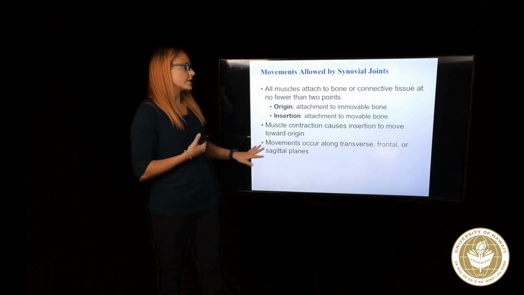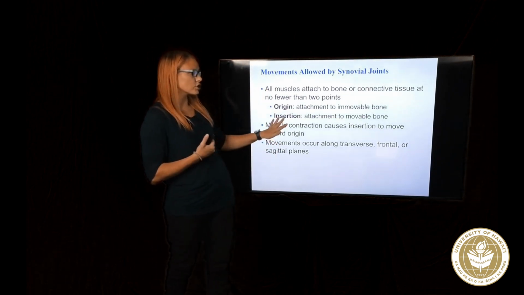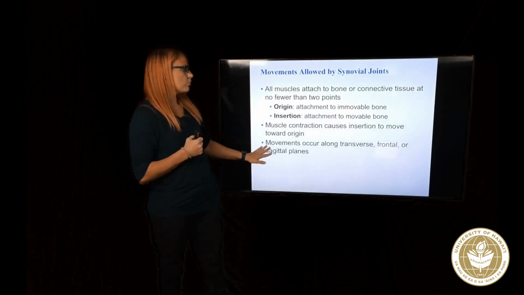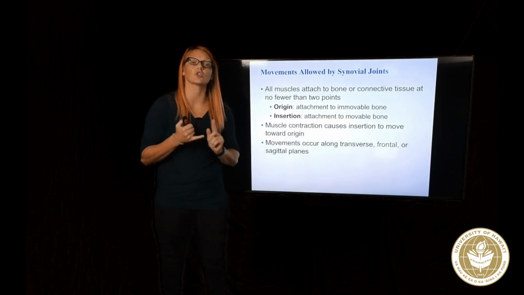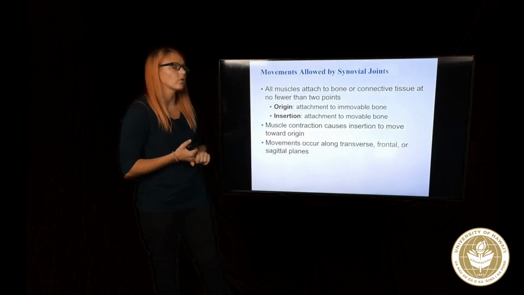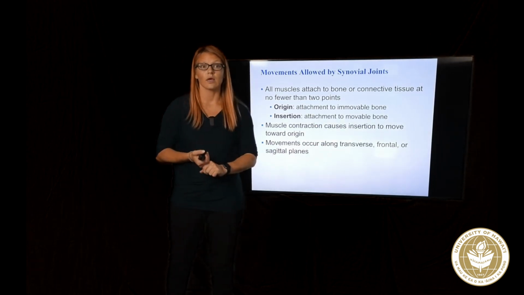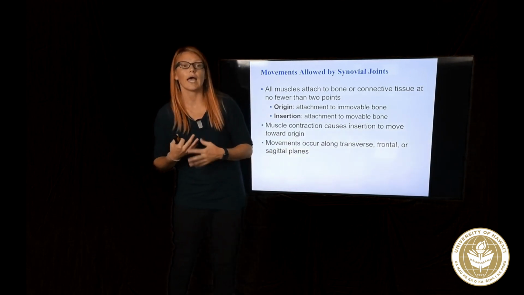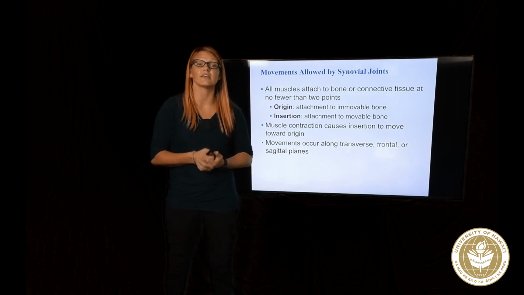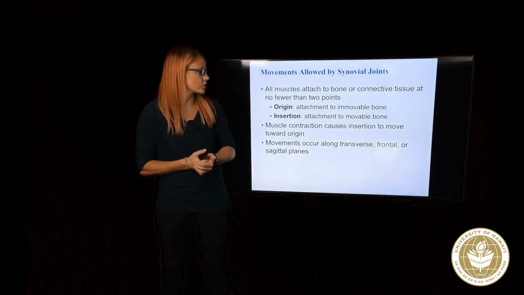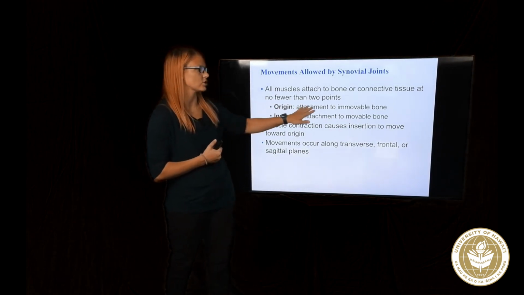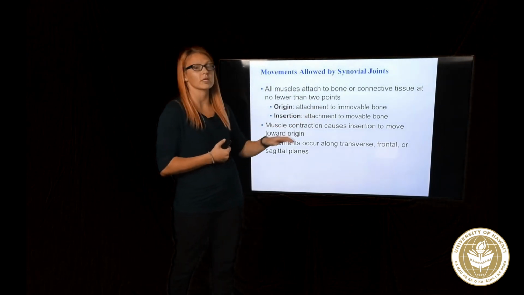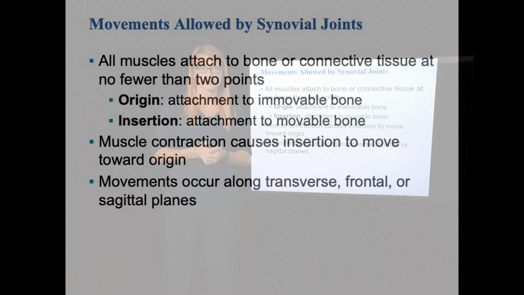So muscle contraction is going to cause that insertion to move towards the origin. And movements are going to occur along transverse, frontal, or sagittal planes. Because with every bone, there's a bone that moves and a bone that doesn't move, that's the difference here between the origin and the insertion. So origin is the attachment to the immovable bone, insertion is the attachment to the movable bone.